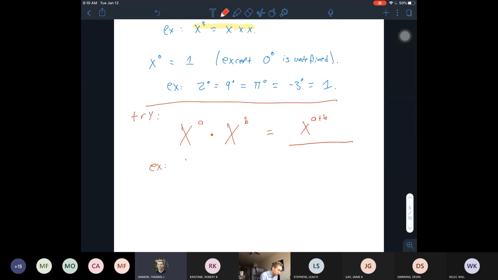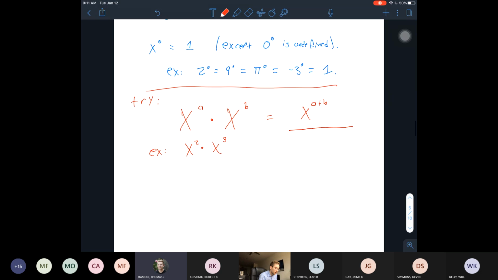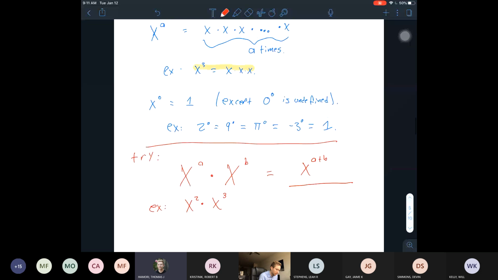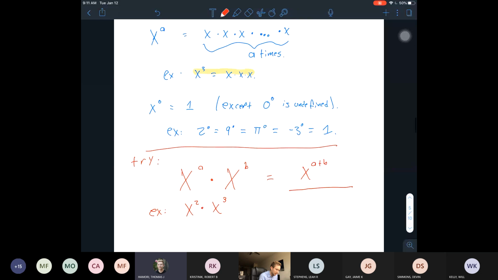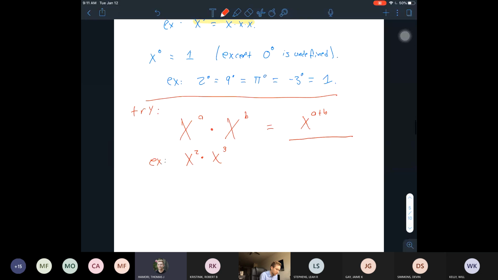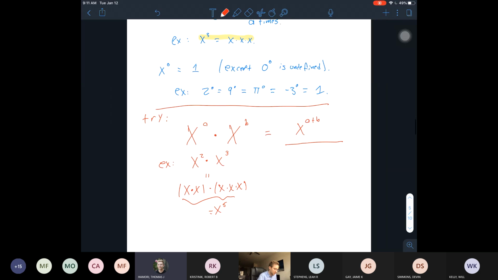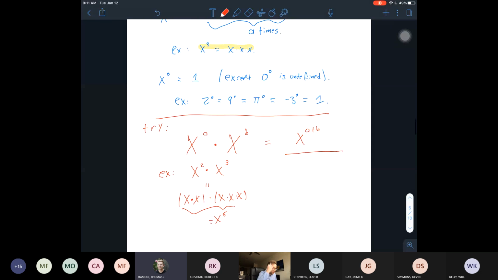Let's do the example of x squared times x cubed. By our previous definition, x cubed is x times x times x, and x squared is just x times x. So this is equal to x times x, that's x squared, multiplied by x times x times x. We've got a total of 5 x's here, so we write x to the 5th, and that is indeed 2 plus 3. So that's an example of why that works.